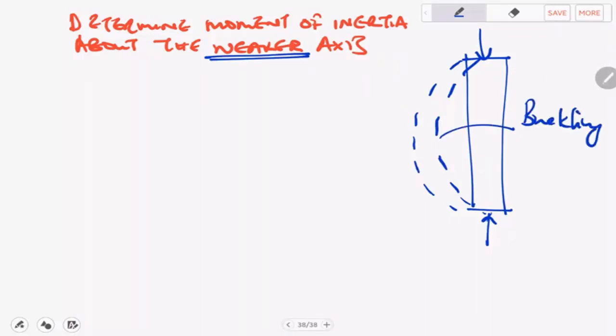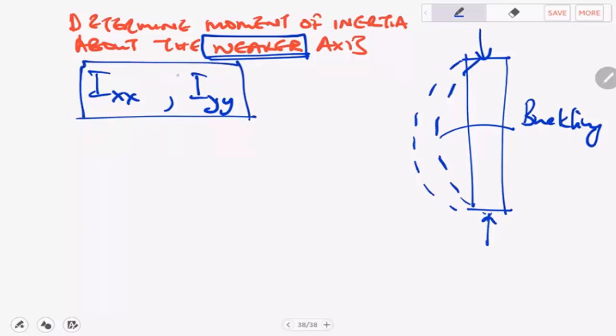So to prevent buckling, we need to provide a section size which is able to resist this buckling. The buckling will always occur about the axis which is weaker. If you look at IXX and IYY, if you're dealing with something which is doubly symmetric, you always notice that one of these two values is greater than the other. The smaller value then becomes the weaker axis.